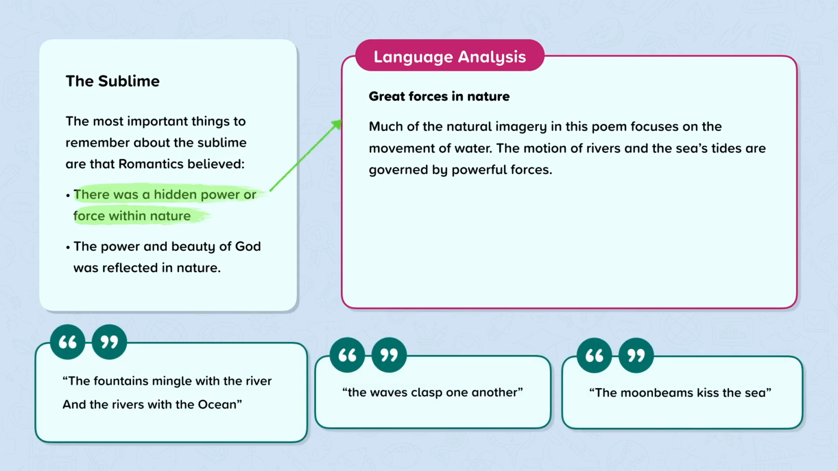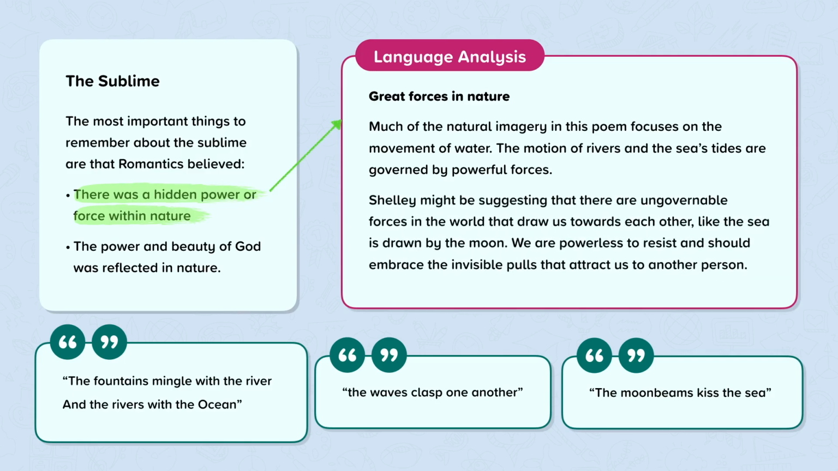Some examples include the quote, "The fountains mingle with the river, and the rivers with the ocean. The waves clasp one another, and the moonbeams kiss the sea." Shelley might be suggesting that there are ungovernable or uncontrollable forces in the world that draw us towards each other, like the sea is drawn by the moon.